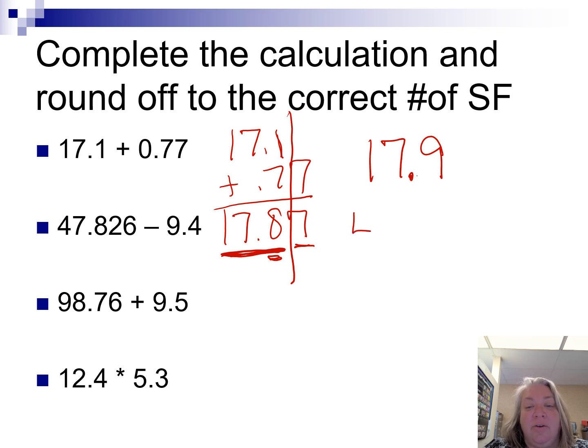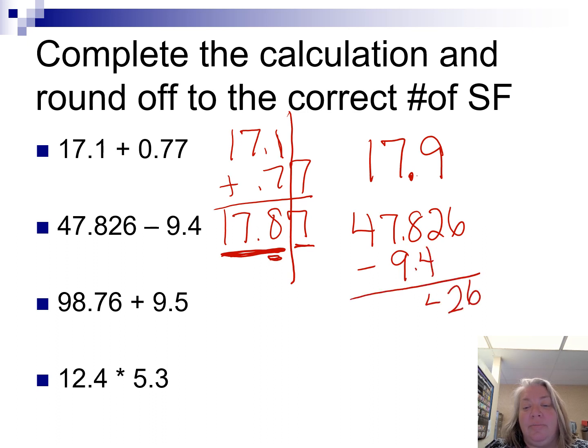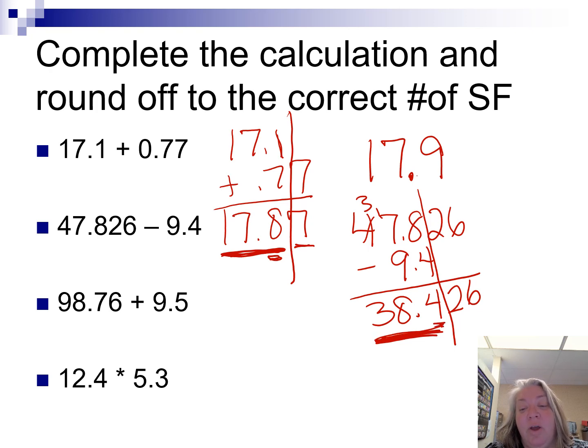We have 47.826 minus 9.4. We always do our math first. Now that we have that answer, we're going to look at the number of decimal places. I have 3 decimal places in one number and 1 in the other. So I want to have 1 decimal place in my final answer. So I know I need these places. Now this last one, we're going to look at the next number to see if we round it up or leave it as is. On this one, we're going to leave it as is, 38.4.